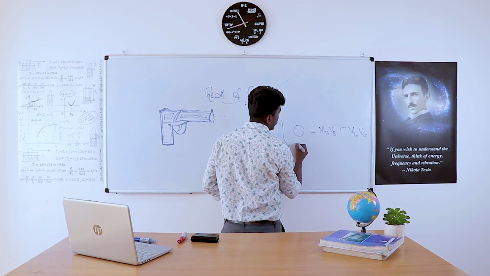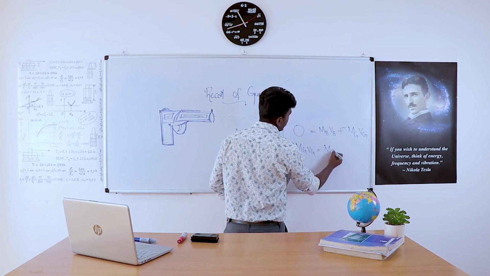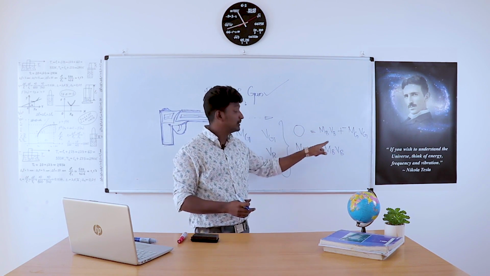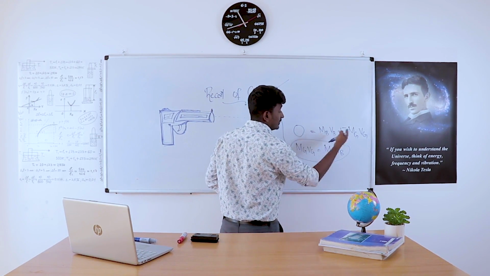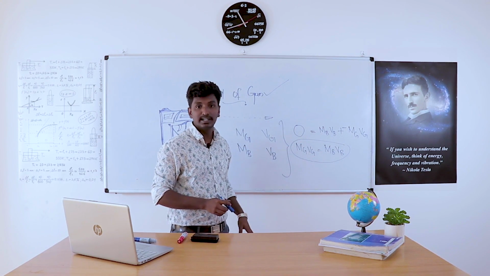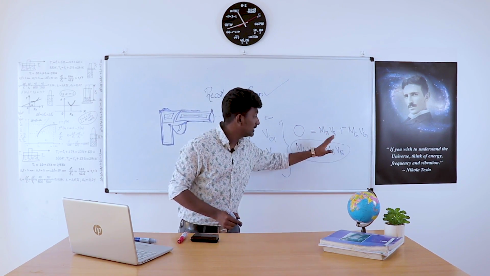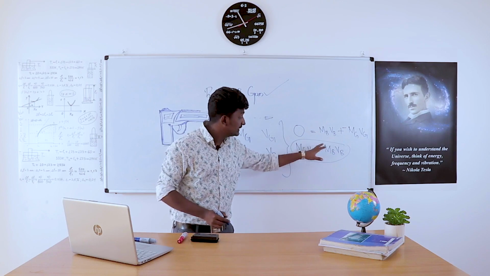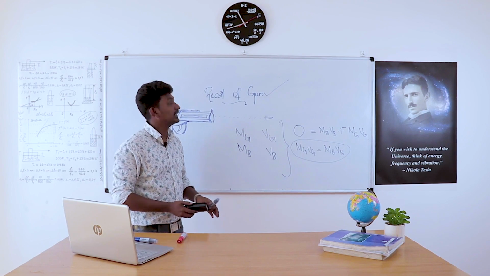Just shifting the negative term to the left-hand side, we get mg Vg is equal to mb Vb. This is the condition: total momentum before firing is equal to total momentum after firing. From this equation, we can find the velocity of the gun or the velocity of the bullet if three terms are given. That means if the mass of the gun, mass of the bullet, and velocity of the gun are given in the problem, then we can find the velocity of the bullet. If the velocity of the bullet, mass of the bullet, and mass of the gun are given, then we can find the velocity of the gun. If any three terms are given, then we can find the fourth term. That's what is called recoil of gun.